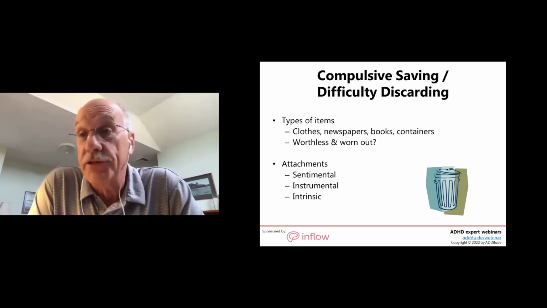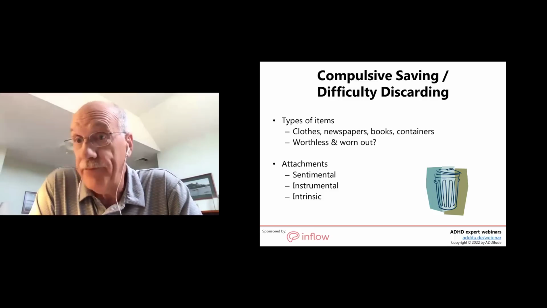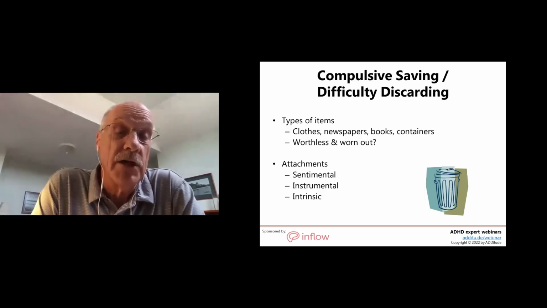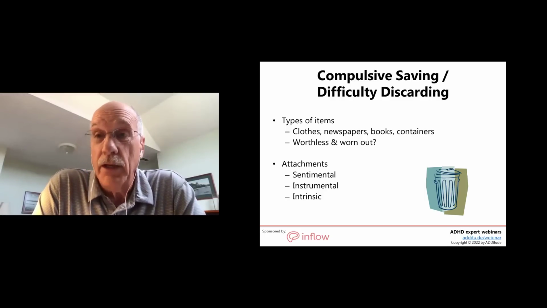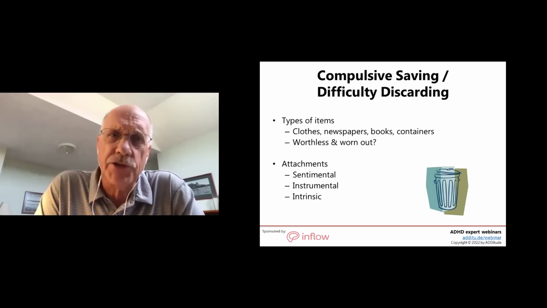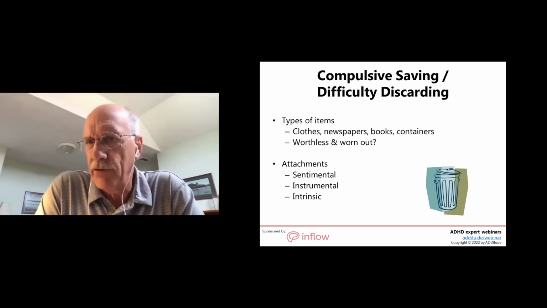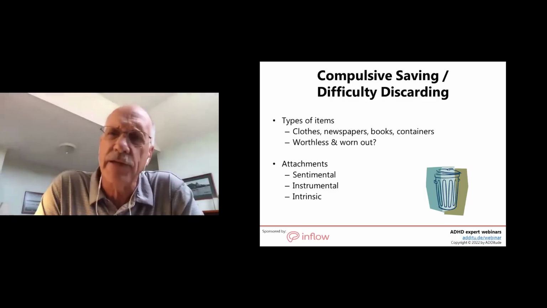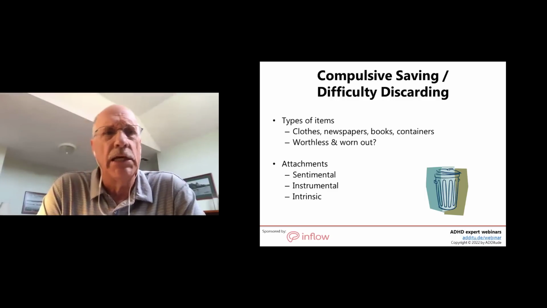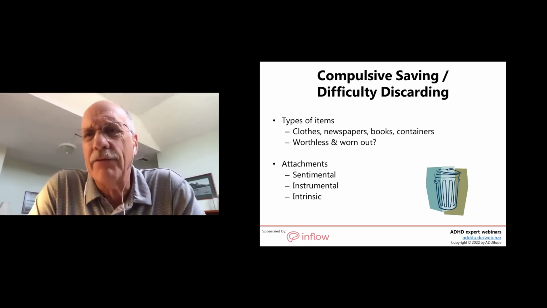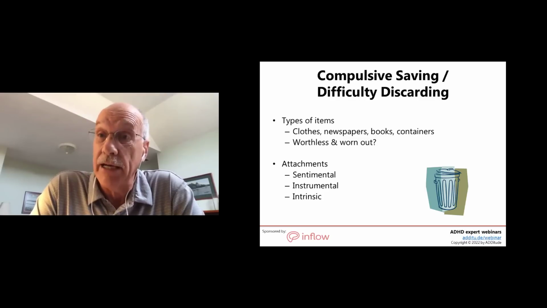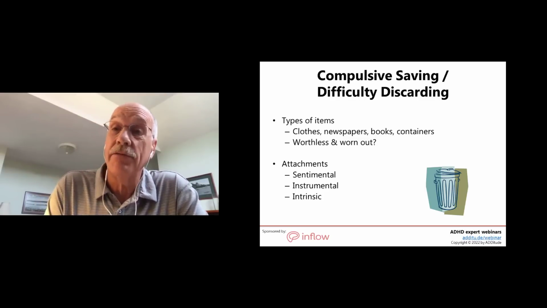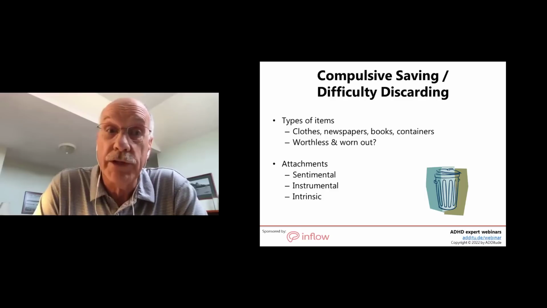The issue of worthless and worn out, we've already talked a little bit about. For people with hoarding problems, these are generally not worthless and worn out items for the most part. The other feature here about the compulsive saving or difficulty discarding has to do with the nature of the attachments that we see. We can think of them in 3 different categories: sentimental items, instrumental items, or things that are useful, or intrinsic items. Let me just give you examples of these for the woman whose home we toured.